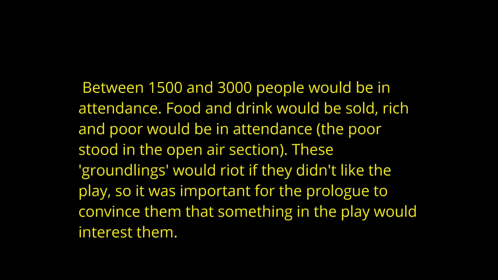The poor people, for a penny, could stand right near the front of the stage in an open air section and watch the play there. The rich people would have better seats. The poor people at the front were known as groundlings, and they were a riotous lot who'd kick off if they didn't like the play.